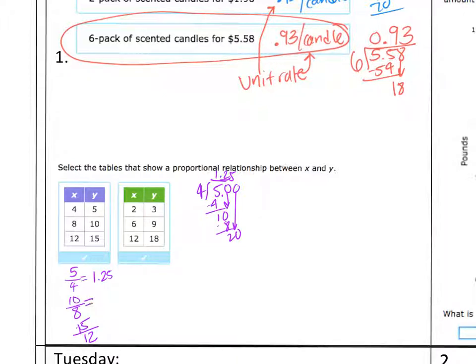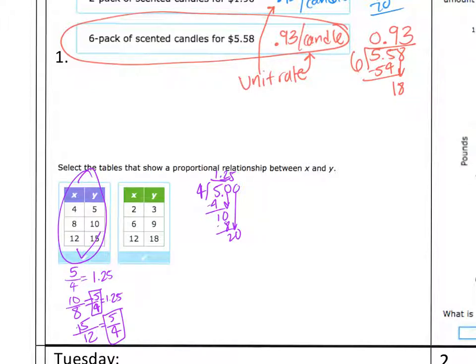Let's look at the next one. 8 goes into 10. I think, 10/8 reduces to 5/4. So that's going to be equal to the same thing. 15/12 reduces to, let me see. 3 reduces that. So 3 goes into 15 5 times. 3 goes into 12 4 times. Actually, they all equal the same decimal or the same improper fraction. So this one is proportional. This one is proportional. Now let's look at the next one.